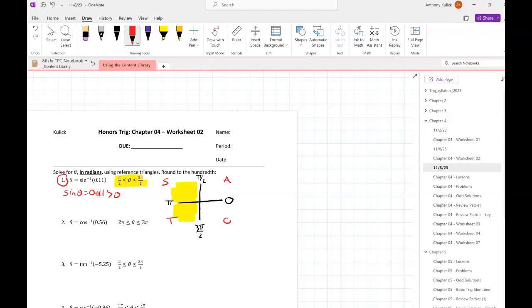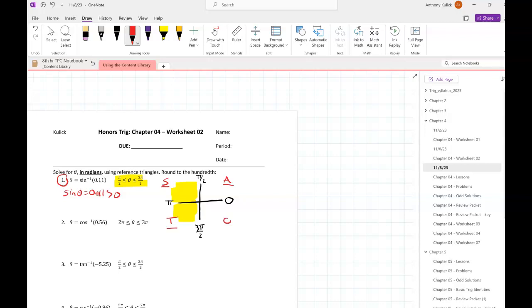All silly turtles crawl. Each of these capital letters is an abbreviation for which trig function or functions are positive in that quadrant. A stands for all. All three, sine, cosine, and tangent, are positive in quadrant 1. S stands for sine. Sine is positive in quadrant 2. As a result, since they're not mentioned, we can assume cosine and tangent are negative in quadrant 2.